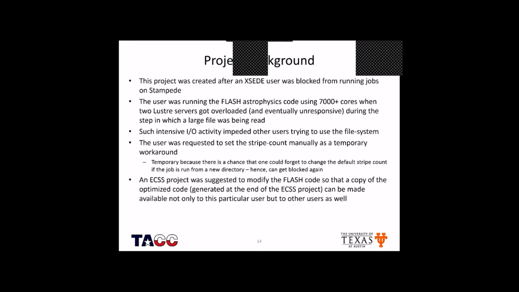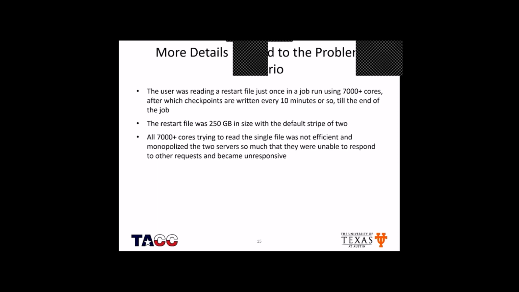After finding the cause, we told the user to set a particular stripe count manually, which we considered a temporary workaround. I say temporary because there's a chance that one could forget to change the default stripe count if the job is run from a new directory, and hence they could be blocked again after overwhelming the file system. So it was suggested that we do an ECSS project to modify the FLASH code so that a copy of it can be optimized and given back to the user and to other users who would be interested in running at such large scale.